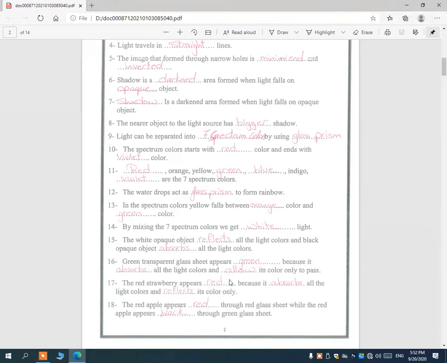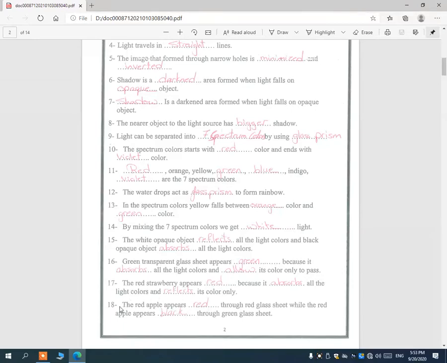Transparent, allow. Number 17, the red strawberry appears dots because it absorbs all the light colors and dots its color only. The red strawberry is an opaque object, of course, so it appears red because it absorbs all colors and reflects its color only. When something is colored opaque, it reflects. When it's transparent, it allows.